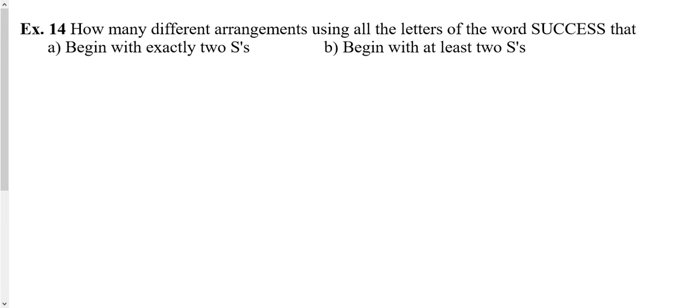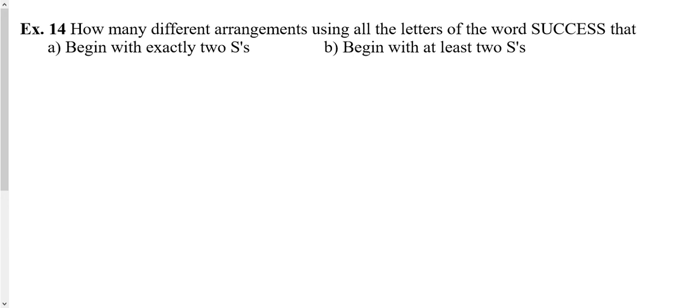In example 14 here, we have how many different arrangements using all the letters of the word success that, in part A, only begin with exactly 2 S's, and in part B, begin with at least 2 S's. So, two different questions. Here we go. So, how many letters in the word success here? We have 2, 4, 6, 7 letters in total.